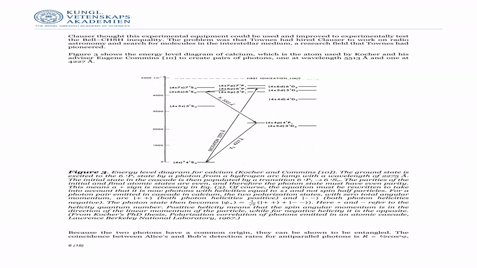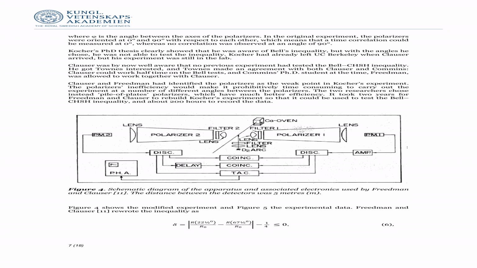The coincidence between Alice's and Bob's detection rates for antiparallel photons is R = 1/2 cos²φ, where φ is the angle between the axes of the polarizers. In the original experiment, the polarizers were oriented at 0 degrees and 90 degrees with respect to each other, which means that a time correlation could be measured at 0 degrees, whereas no correlation was observed at an angle of 90 degrees. Kocher's PhD thesis clearly showed that he was aware of Bell's inequality, but with the angles he chose, he was not able to test the inequality.